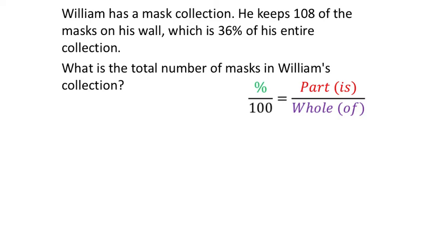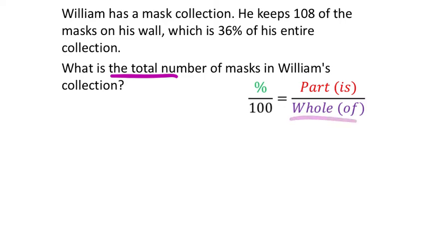All right, William has a mask collection. He keeps 108 of the masks on his wall, which is 36% of the entire collection. So this 108 right here is 36% of the entire collection. So what is the total number of masks in William's collection? This word right here, total, indicates that we're looking at the whole value right there.